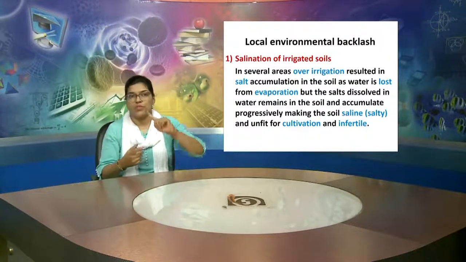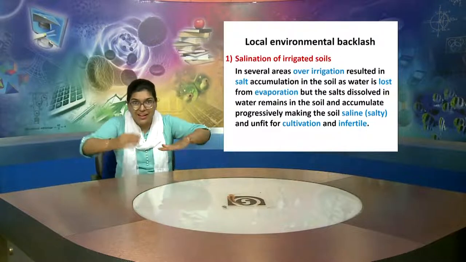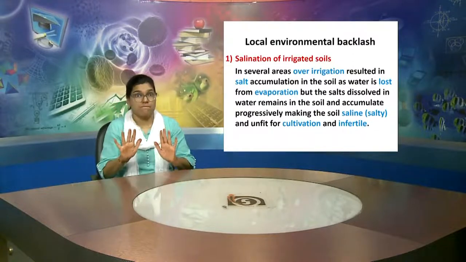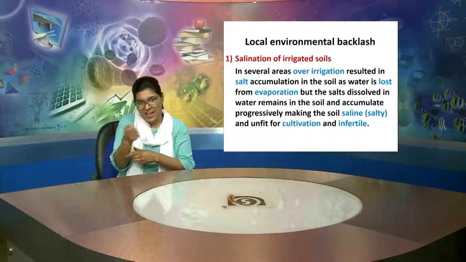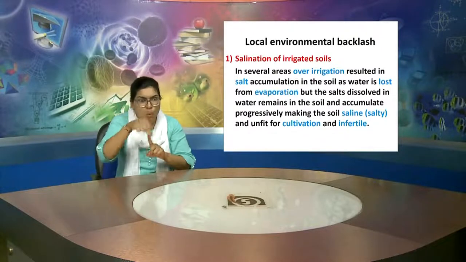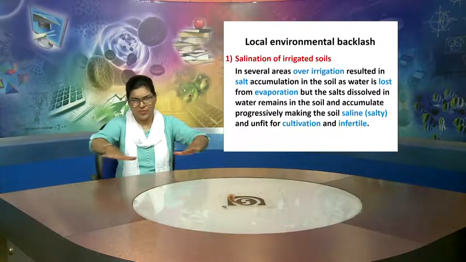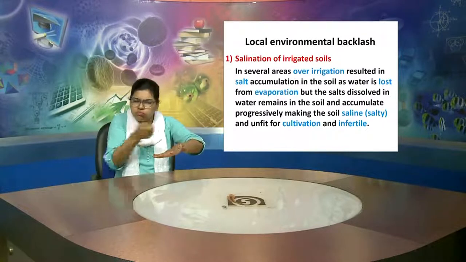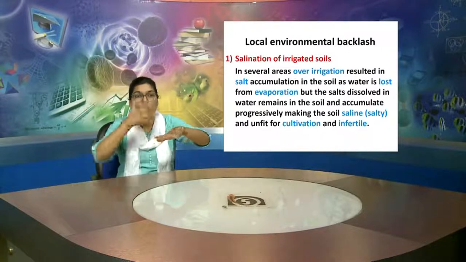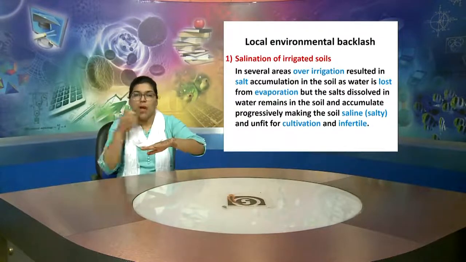Here, the salination of irrigated soil. In several areas, over-irrigation resulted in salt accumulation in the soil. As water is lost from evaporation, the salt which is dissolved in water remains in the soil. And that salt accumulates progressively, and slowly it makes the soil saline. Saline means salty.